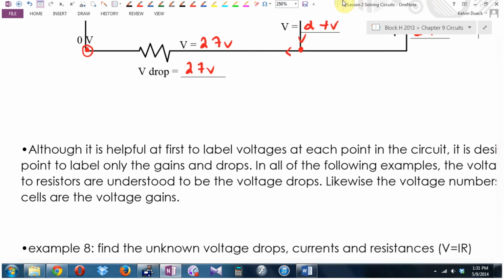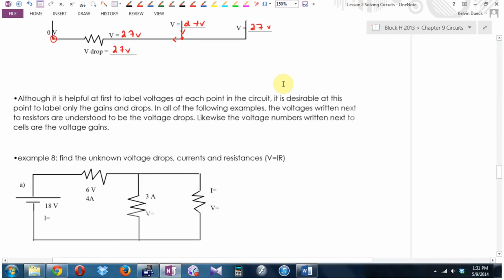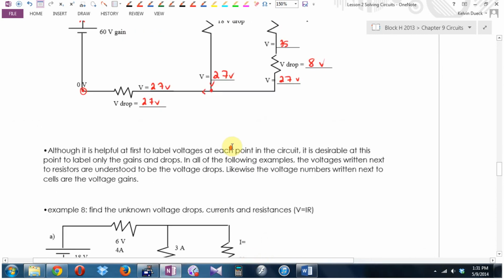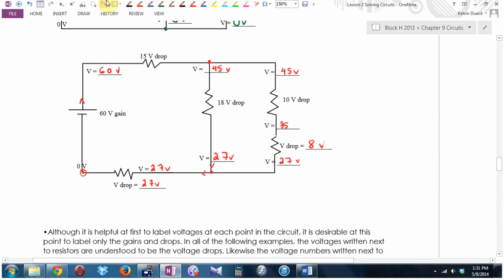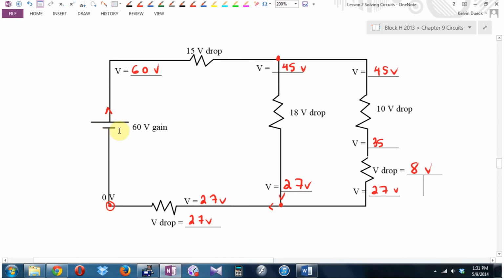This is too much writing. For what it's worth, although it's helpful at first to label the voltages everywhere, what we're going to start to do, Mohammed, is only label the voltage gains from the chairlift, and label the voltage drop in each resistor. We're not going to label above each hill and below each hill. It gets too cluttered.